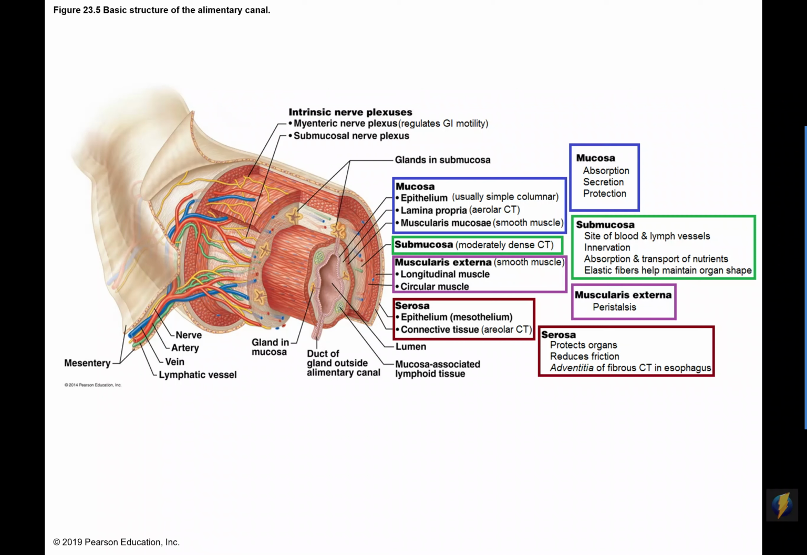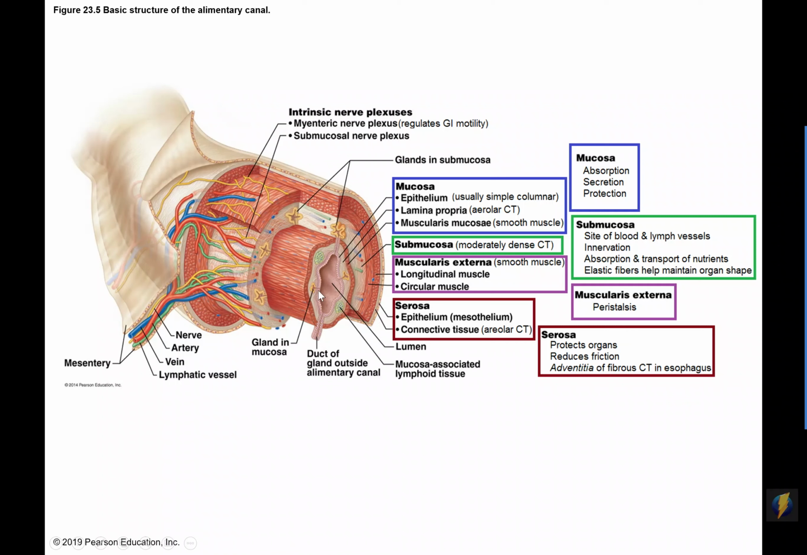In some places, it's more protective in nature. So think esophagus, mouth, and anus, where we have, instead of simple columnar, usually a stratified tissue. There's a secretion that takes place in the mucosa as well. Again, I'll point out these little glands here.